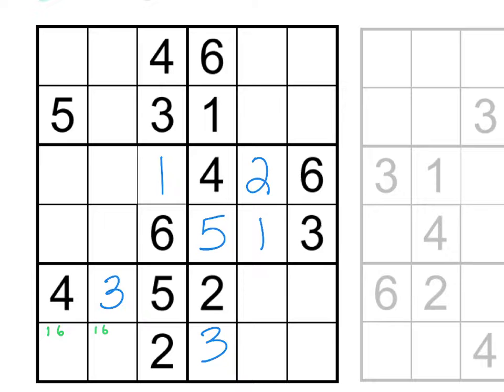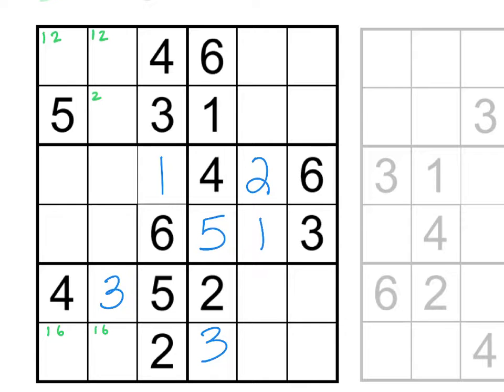So let's maybe look up at the top here. So in this one, I am missing a 1 and a 2 and a 6. So I'm going to see if I can get rid of anything. Well, I know that this can't be a 1. So my 1 has to be in one of these two spots up here. I can't rule out my 2 anywhere because there's no 2s anywhere here. So this could be a 2, this could be a 2, this could be a 2.